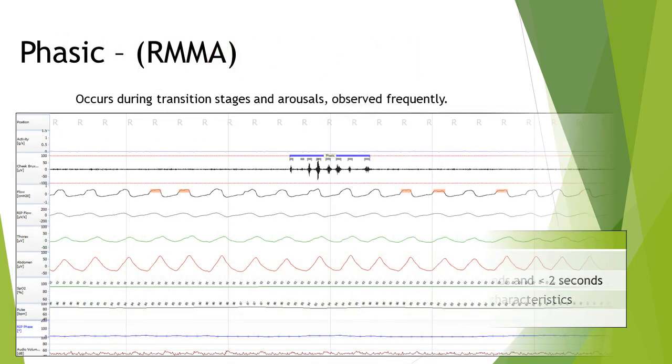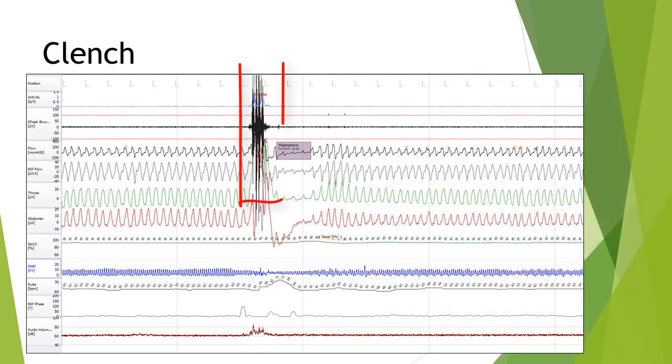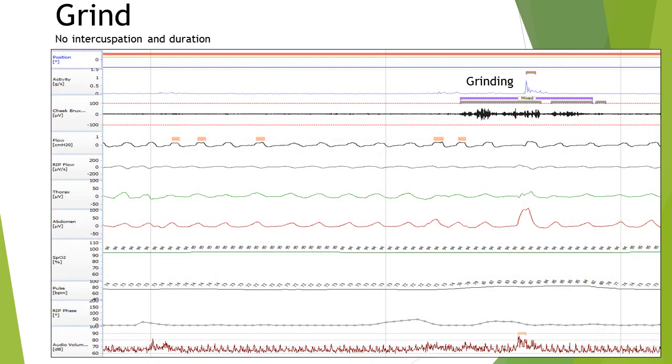And RMMA looks something like this. So this is, let's see, a 3-minute window, and you can see the RMMA there in the center. Here's a clench, something like what you would imagine it to look like. And here's a grind. The hallmark feature of a grind is its duration. It's typically much longer than the other two types of events.